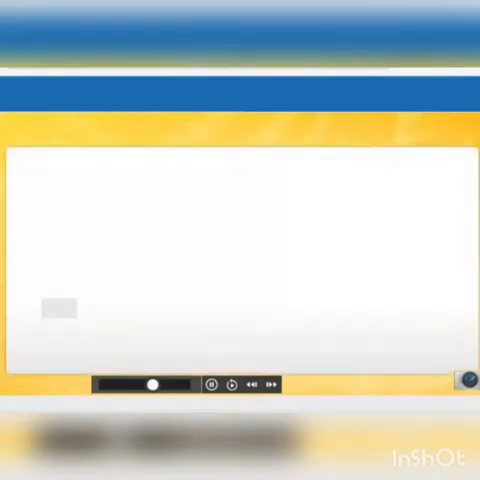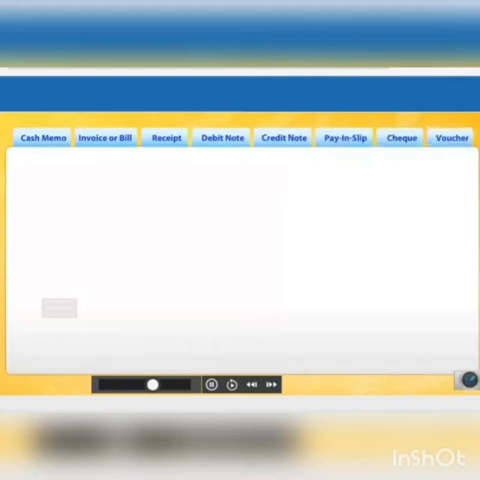Let us consider some commonly used source documents. Click each source document to learn more.